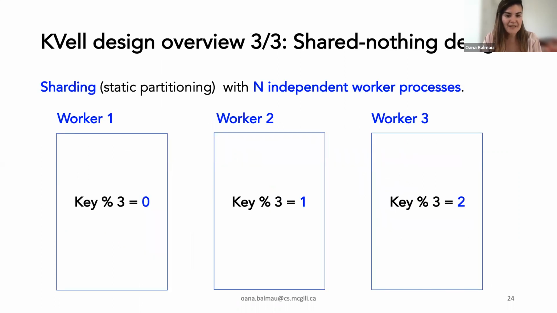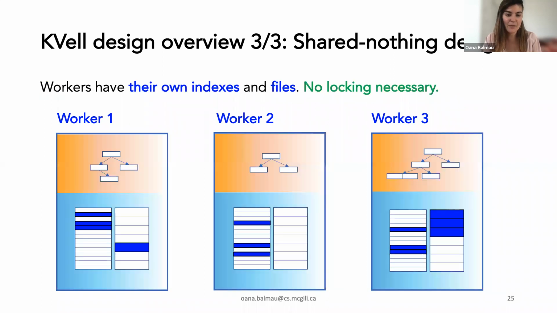Briefly, we also shard to be able to have hyperparallelism. In this example here, we have 3 worker threads all in the same machine, each looking at a third of the key space. What this means is that each worker has their own indexes and their own files. So minimal locking is necessary, only when we put back together the results of a scan. So that's how KVell can be so efficient for writes.